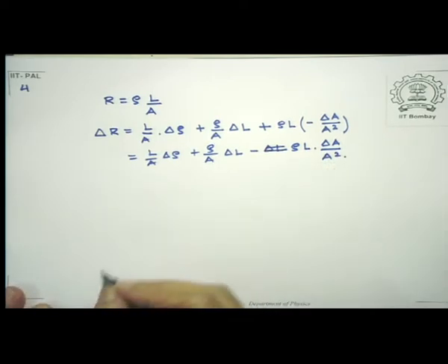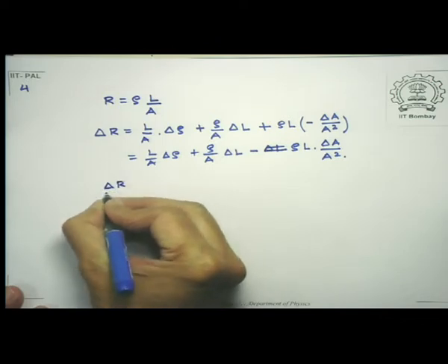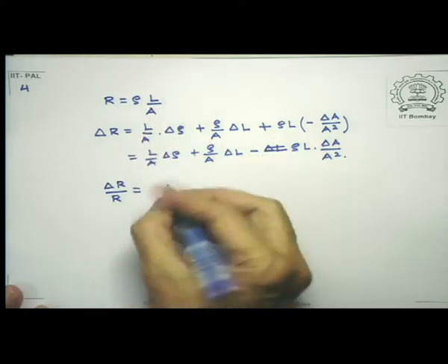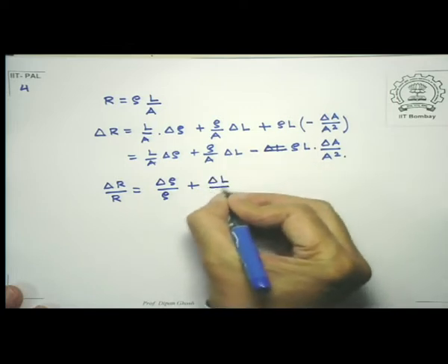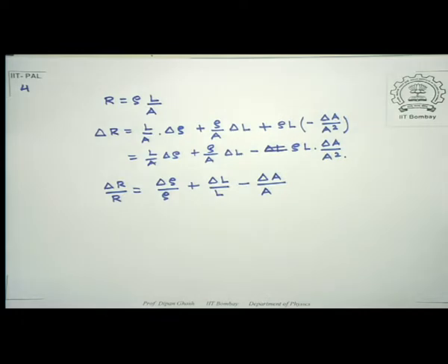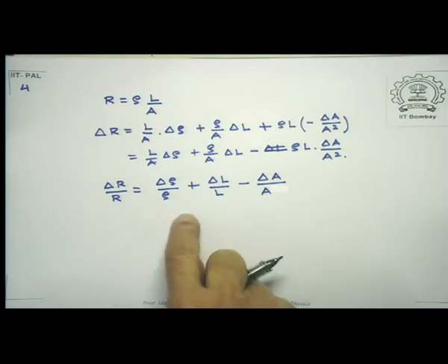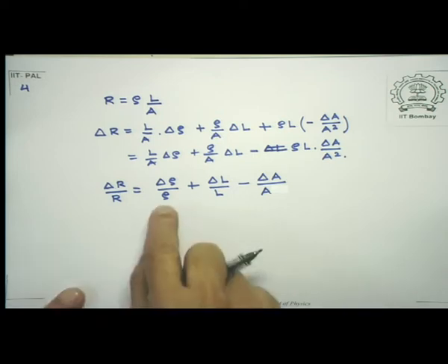Let me divide both sides by R, so that I get delta R by R. Remember, all that I am doing is dividing both sides by rho L by A. So I get 3 terms: delta rho by rho, a term that gives delta L by L, and a term that gives minus delta A by A. If you want to consider all 3 components together, that is change in the length, change in the area and everything, then this is the expression that you must use. But why is it justified in most of our deliberations to neglect these 2 terms? That is easily realized by looking at the relative magnitude of these things.